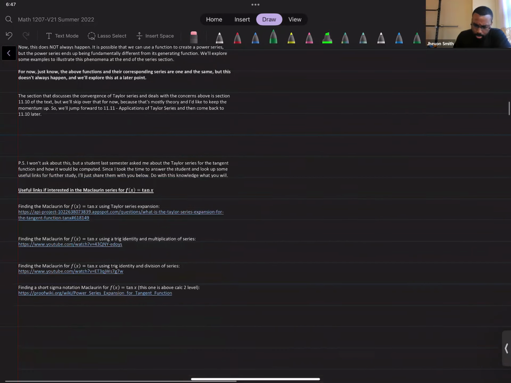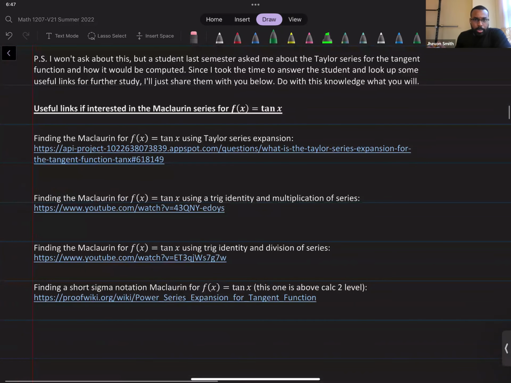We'll actually get into that before. Now, this is not something I expect you to know, and I'll probably never even ask you to do it. But a student in the past asked me, well, what about tangent? You told us about sine and cosine. What about tangent? So tangent is the division of sine and cosine. You can construct that directly from the method I just told you. Or you can actually divide two power series, but that's very computationally intensive.